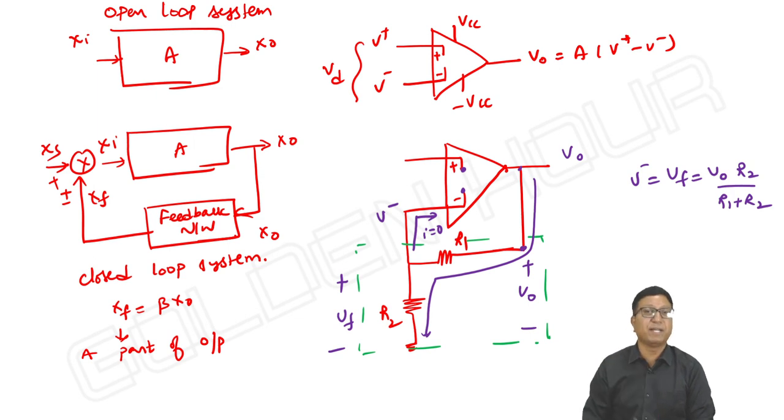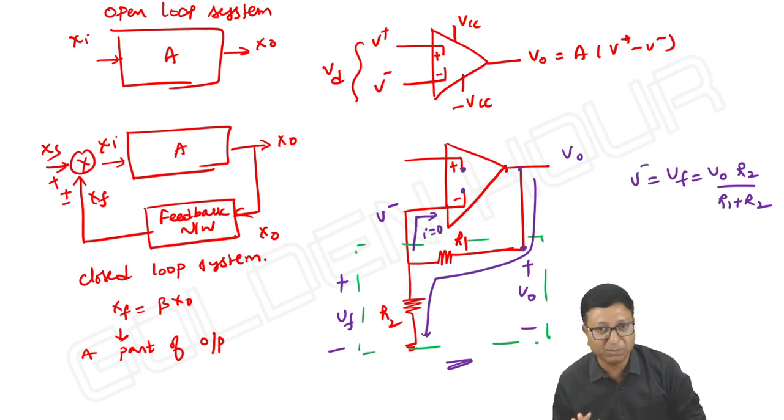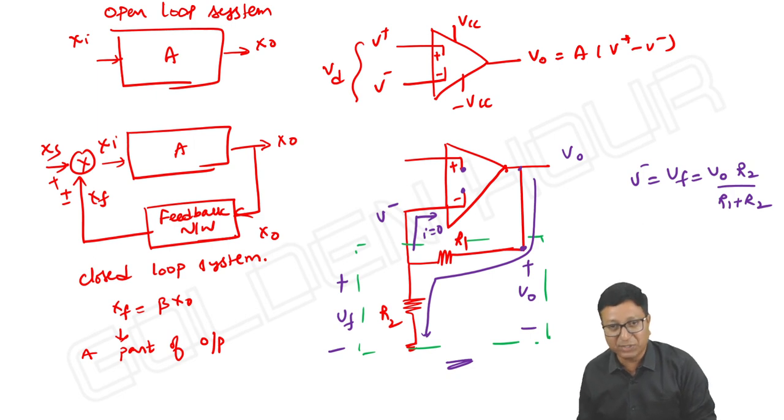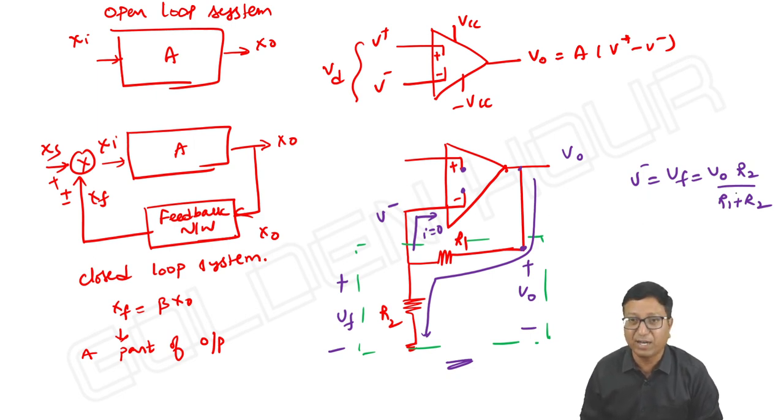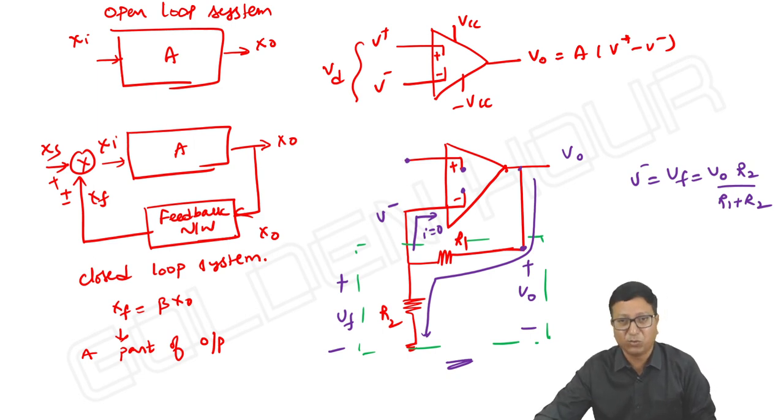The output should remain as plus or minus V set. But we do not know whether this particular case is an example of negative feedback or positive feedback. As far as this circuit is concerned, I can write V minus is equal to V output into R2 by R1 plus R2. In this circuit, I apply input at the non-inverting terminal first. Later, I apply input to the inverting terminal also. We will check what happens.